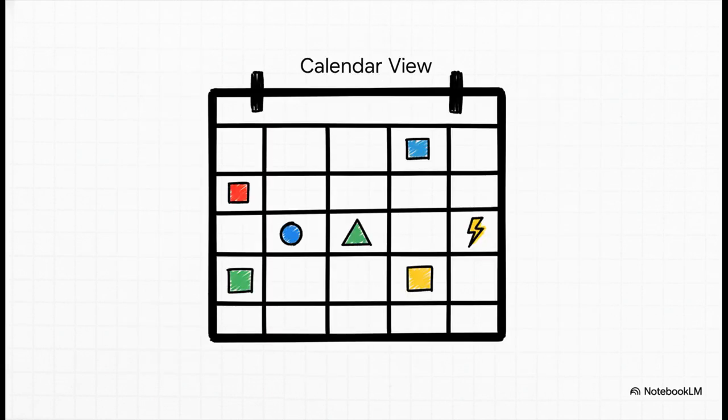And of course, for anyone who lives and dies by deadlines, there's the calendar view. Any task that has a due date automatically shows up here. It gives you that bird's eye view of your schedule so that hopefully nothing important falls through the cracks.